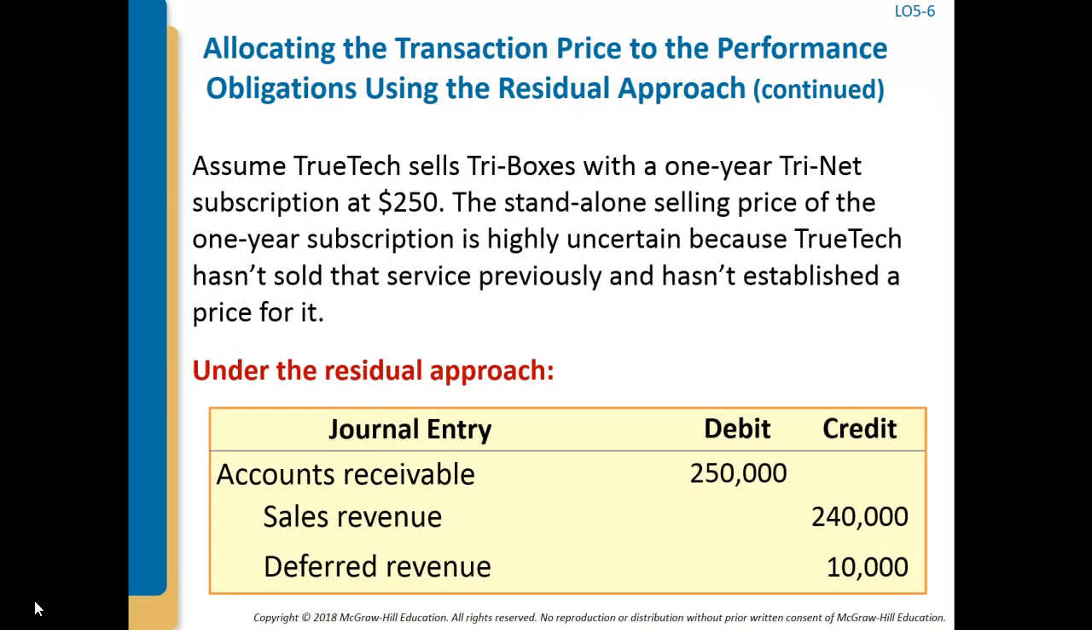Based on the relative standalone selling prices, TruTech records the subscription amount as deferred revenue of $10,000. Sales revenue is credited for the standalone price of the TriBoxes and accounts receivable is debited for the full amount of $250,000. At the end of 1 year, after it has delivered the subscription services, TruTech would convert the $10,000 of deferred revenue to revenue by debiting deferred revenue and crediting service revenue.